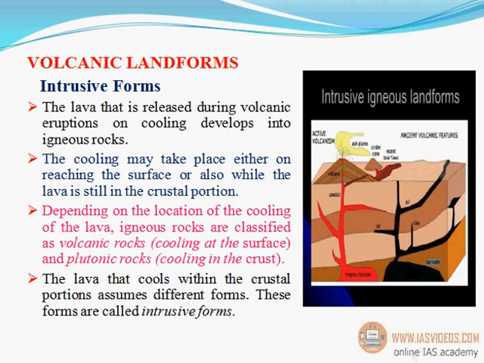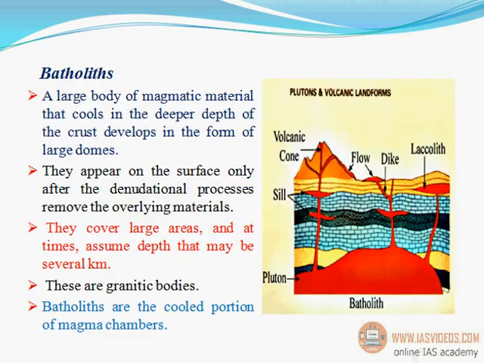The lava that cools within the crustal portions assumes different forms. These forms are called intrusive forms. Batholiths. A large body of magmatic material that cools in the deeper depth of the crust develops in the form of large domes. They appear on the surface only after the denudational processes remove the overlying materials. They cover large areas, and at times, assume depth that may be several km. These are granitic bodies. Batholiths are the cooled portion of magma chambers.